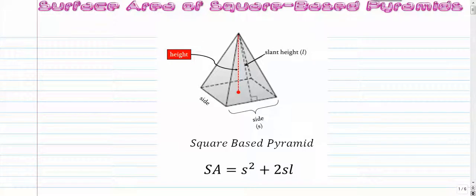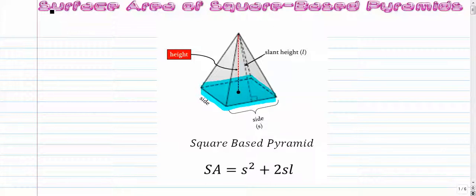Our surface area of square-based pyramids is next. Looking at a pyramid here with a base that is a square, all the sides are the same. So if we were to look at the shape that this thing sits on, it's a square. What we're going to do is call those sides S, and we're going to square them.